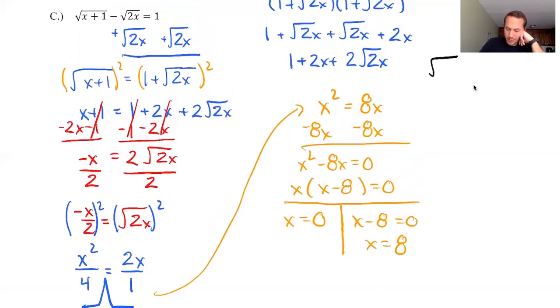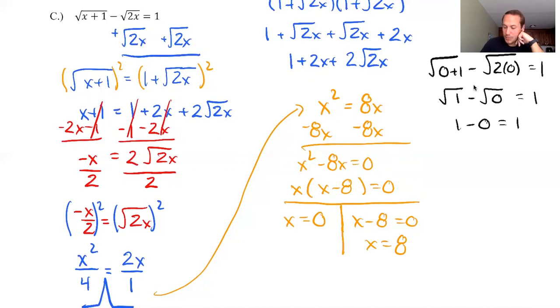So I've got radical 0 plus 1 minus radical 2 times 0 is equal to 1. That gives me radical 1 minus radical 0 is equal to 1. 1 minus 0 is equal to 1. 1 equals 1. This one works out. x equals 0 is a good answer. Okay, so that one does work, but I have to check the other one.